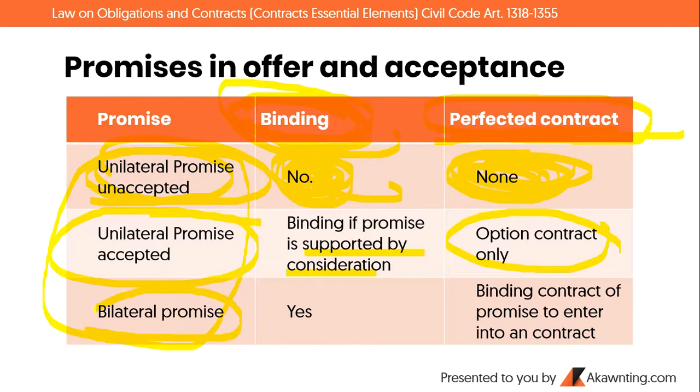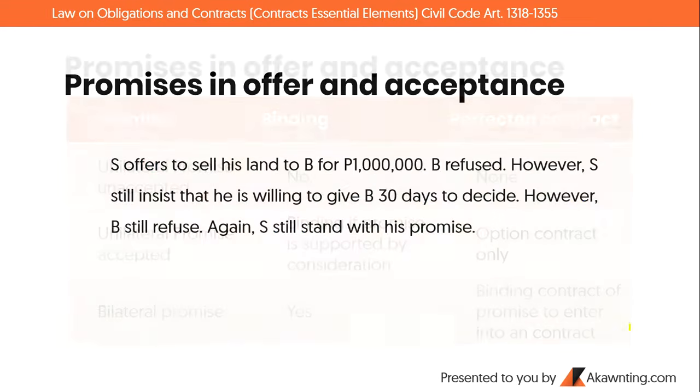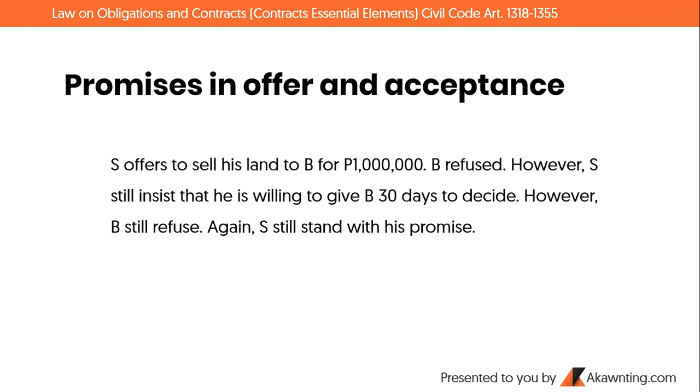And lastly, we have a bilateral promise, in which case both parties promise. Okay? Made a promise to each other. Okay? So, binding ba? Yes, absolutely. It is binding without the need for consideration. Unlike sa yung second row natin, di ba? Okay. So, binding contract of promise to enter into a contract. So, into a contract. Okay. So, ayan. Example tayo para mas maintindihan natin.